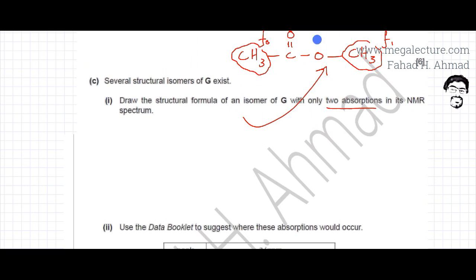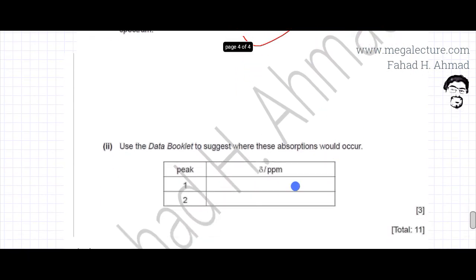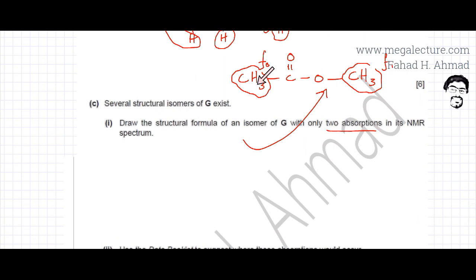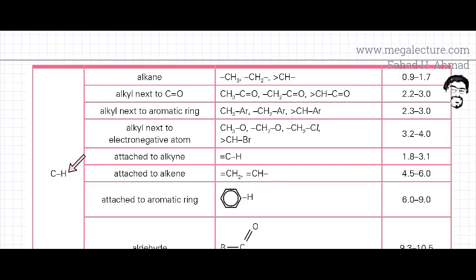And moving to the last part, use the data booklet to suggest where these absorptions would occur. So we have our CH3s. One of these protons is next to C double bond O, the other protons are next to single-bonded O. So let's open the data booklet. Here's my data booklet, and I've highlighted the CH bonds. If they're next to C double bond O, they're going to resonate at around 2.2 to 3. Whereas if they are next to single-bonded O, as shown over here, then they're going to resonate at 3.2 to 4. So let's pick a value. Let's resonate these at 2.3 and these at 3.3.